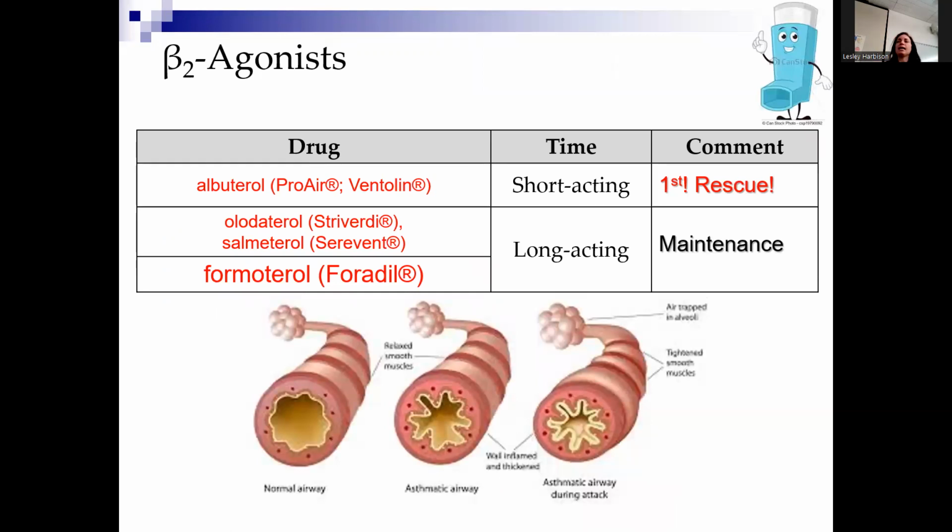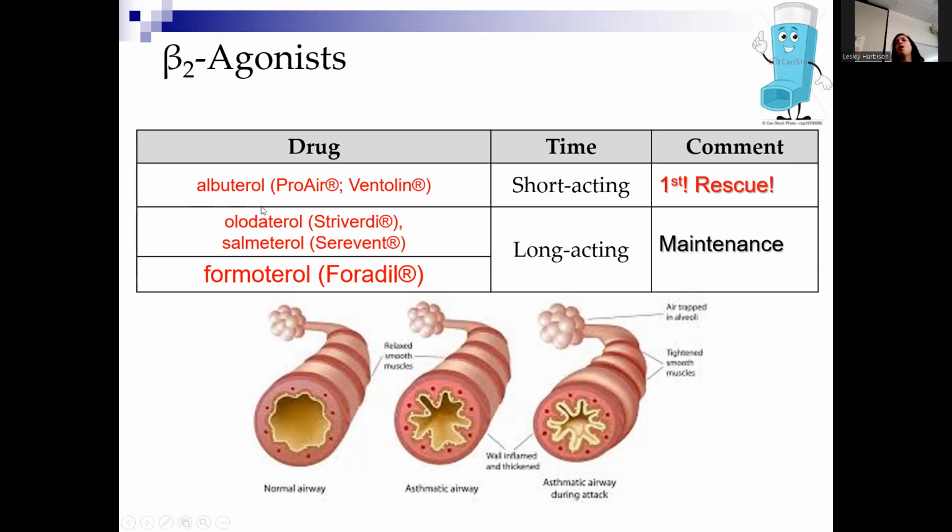Okay, so for our beta agonists, we have different categories depending on whether they are short acting or long acting. Sometimes these are referred to as LABA, long acting beta agonist, or SABA, short acting beta agonist. You'll see that written in different places. Different resources may simply refer to something as a SABA or a LABA, and then you're like, what are they talking about? But they're just talking about whether it's short acting or long acting.